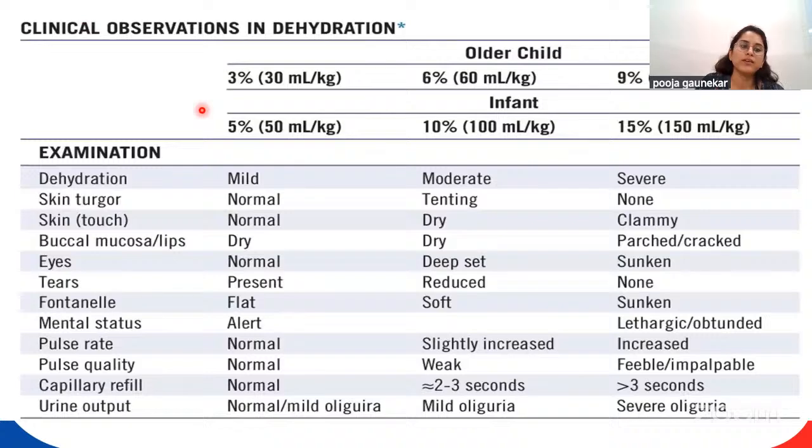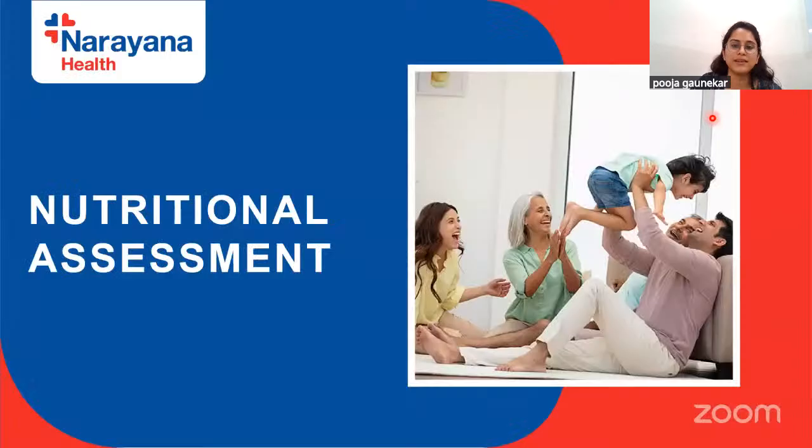So how do we do it? On examination, it's divided into mild, moderate and severe. We'll see the following components: skin turgor, how the skin feels to touch, buccal mucosa, lips, eyes, tears, fontanelle, mental status, pulse rate, pulse quality, CRT and the urine output. Based on this, we'll divide the child as mild, moderate and severe dehydration. In infants, we take it as 5, 10 and 15%, and in older children, 3, 6 and 9%. So these are the various signs that we'll see.